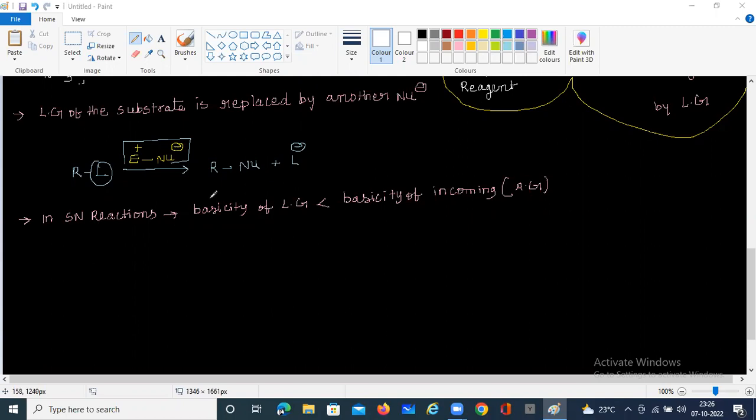So in nucleophilic substitution reactions, the basicity of the leaving group should always be less than the basicity of the incoming group. So incoming means what?